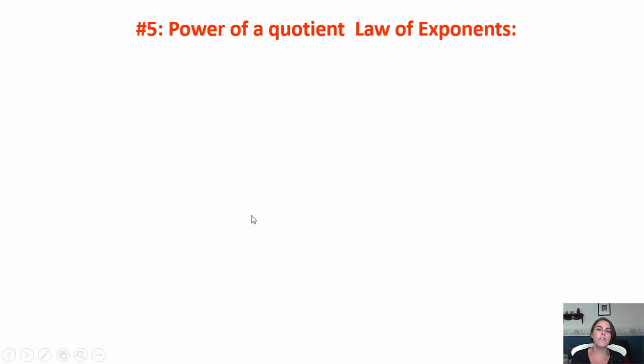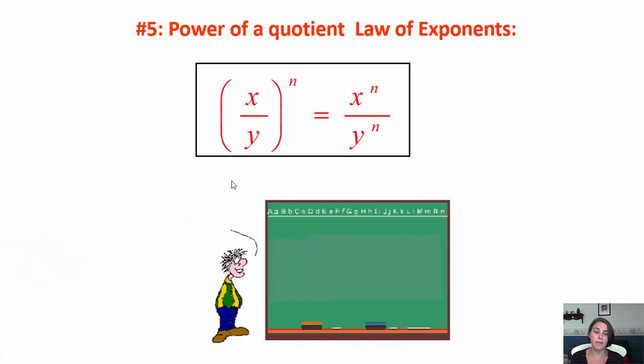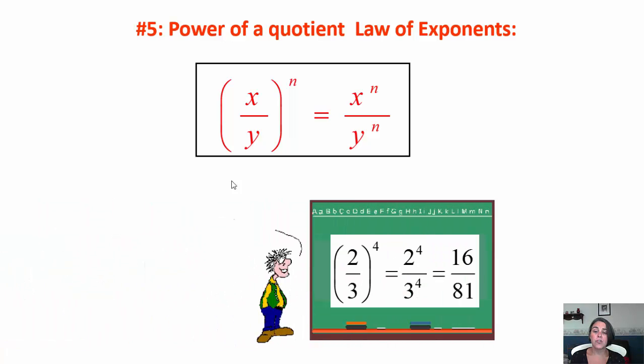And keep in mind, you'll be keeping all of your bases. So let's go ahead and take a look at that. Power of a quotient law of exponents. It says x over y, all raised to the nth power, means x to the nth over y to the nth. So 2/3 to the 4th means 2 to the 4th over 3 to the 4th. 2 to the 4th is 16, 3 to the 4th is 81.